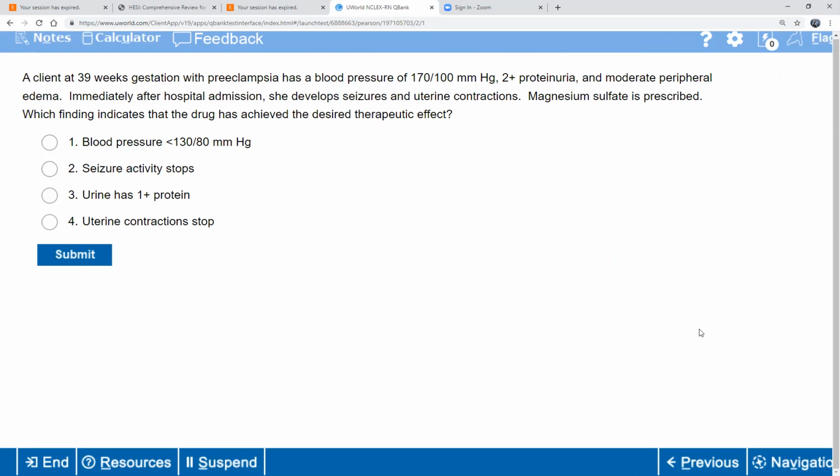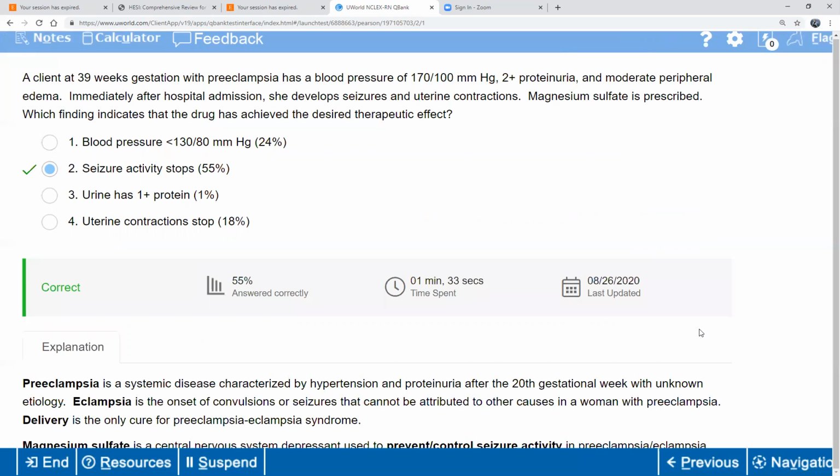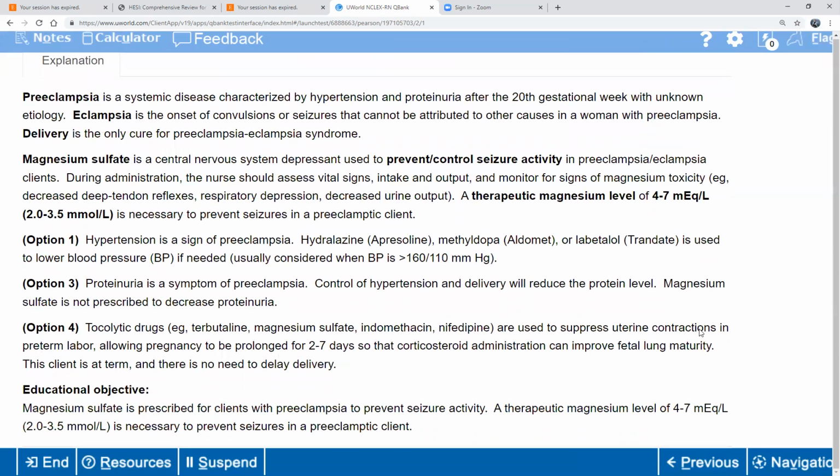So what do we want to accomplish if we give the magnesium sulfate? Well, why are we giving it? We give magnesium sulfate to stop the uterine contractions. In this case, we're giving it for the seizure? To prevent seizures. Yeah. Okay, so number 2 is the correct answer. To stop the seizure. Okay.